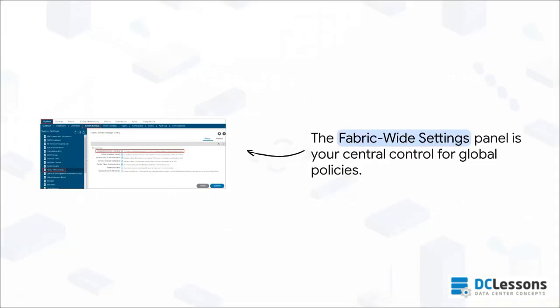And where do you find this magical panel? You'll just navigate to System, then System Settings. It's basically a central hub for a bunch of otherwise unrelated but super important fabric policies. Getting these settings configured correctly from the very start is, and I can't stress this enough, absolutely crucial for building a stable and resilient ACI fabric.